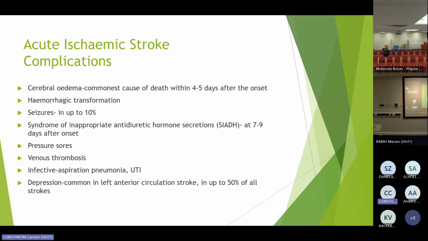Yes, we can have infections. Aspiration is more often seen, but we can have UTIs also. And yes, mood disorders or depression, very often in left hemisphere anterior circulation stroke, around 50% of the stroke cases. So we are talking about dominant hemisphere, frontal lobe strokes.